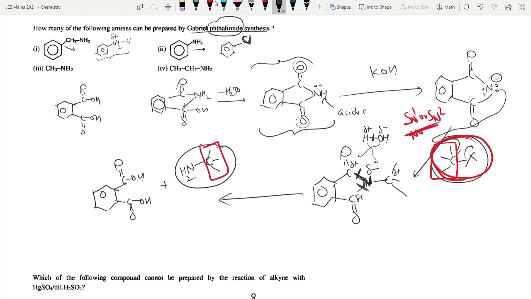And as we discussed before in this video, aryl halides do not give nucleophilic substitution easily. And this is why I would like to go with this. Okay, how many of the following amines can be prepared? So this cannot be prepared by Gabriel phthalimide synthesis. And this one can be prepared if you use CH3Cl. This one can be prepared if you use CH3CH2Cl, right? This one cannot be prepared. So the answer should be 3 here. Out of these 4, only 3 can be prepared by Gabriel phthalimide synthesis.